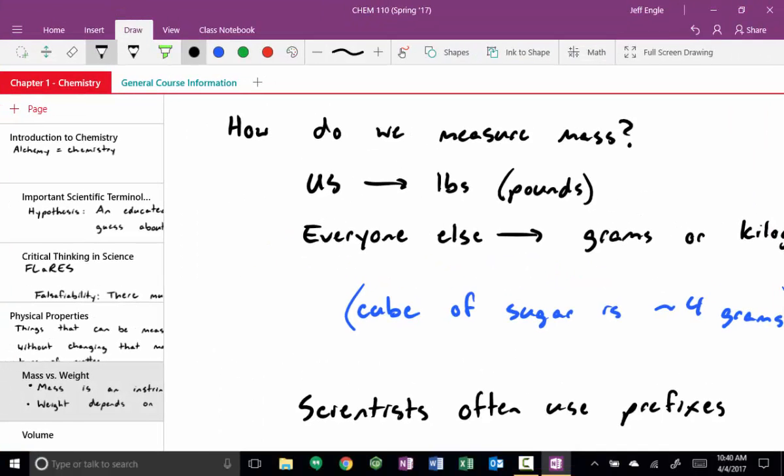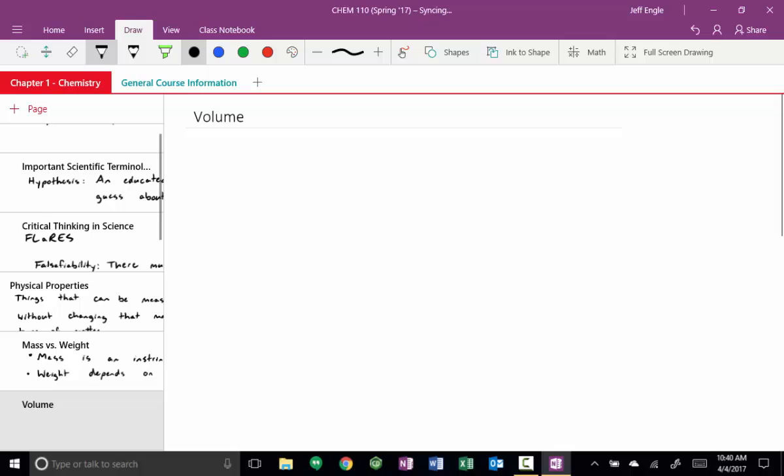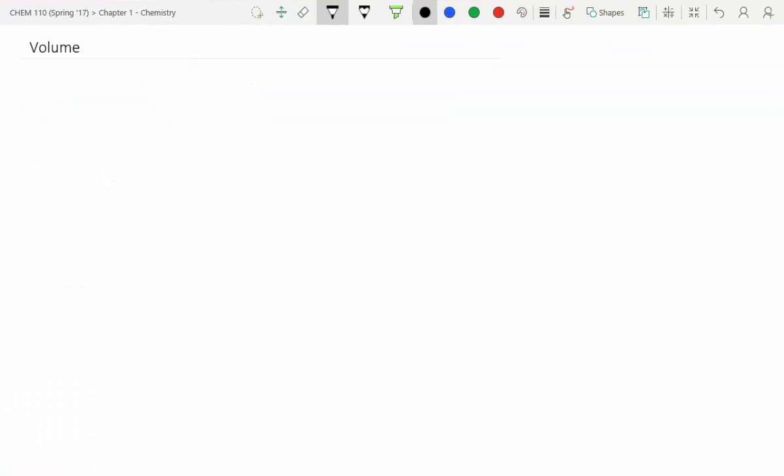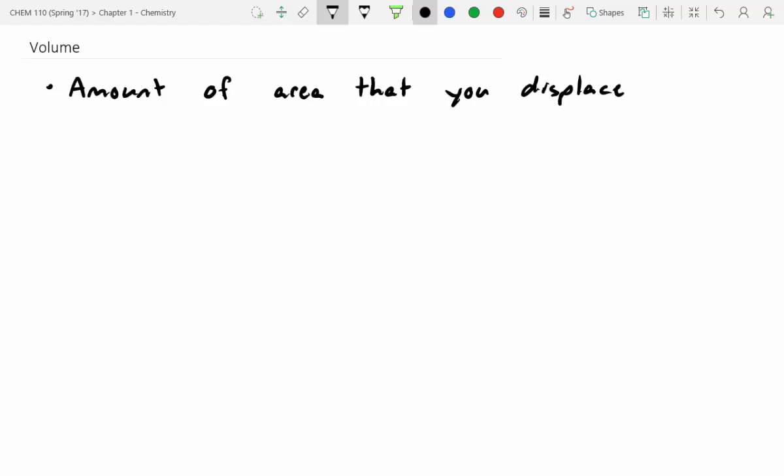All right, so now let's switch gears and talk about volume. That was one of the other important physical properties. And volume is the amount of area that you displace. And chemists like to measure volume using a couple different techniques. One is that we measure it in milliliters. How many of you guys are familiar with milliliters? So if you pick up your Nalgene bottle, right, those standard size Nalgene bottles, that's 1 liter.